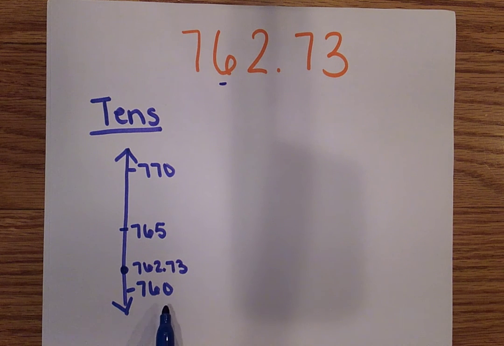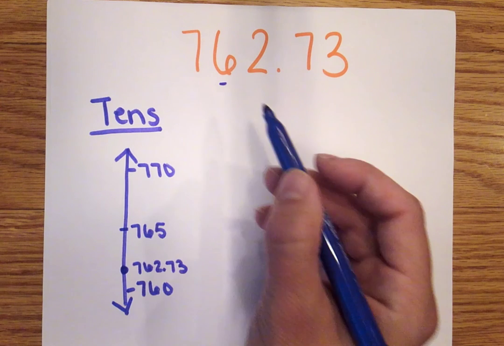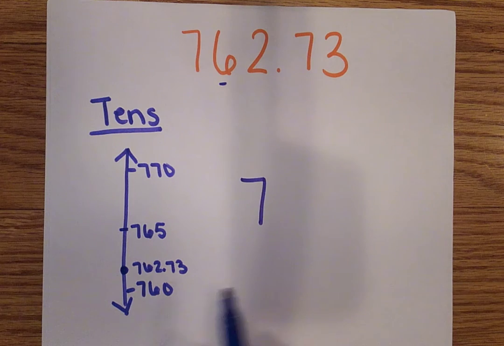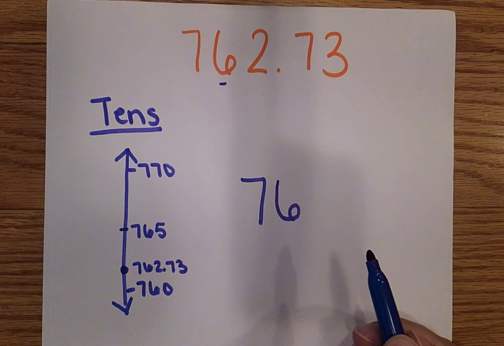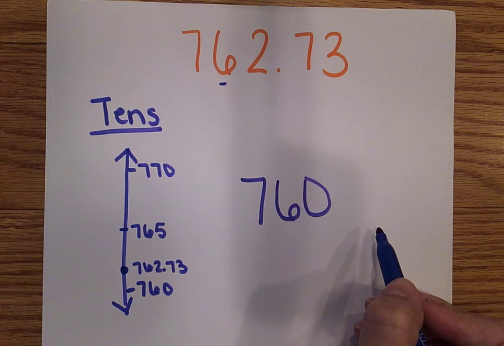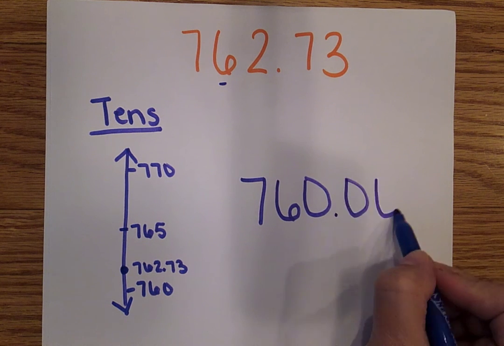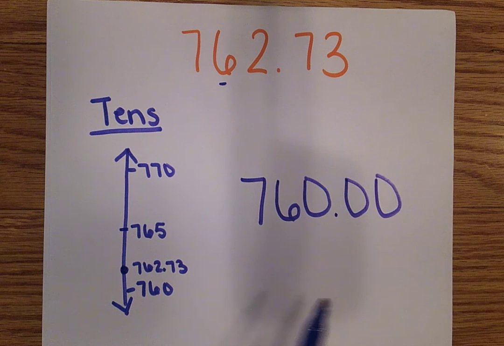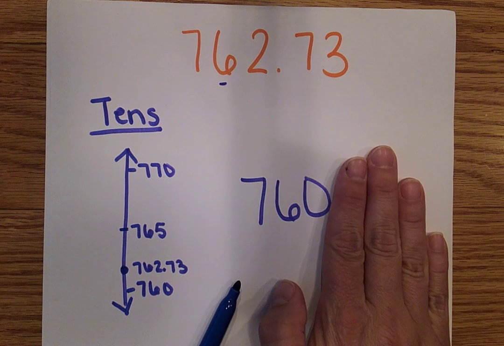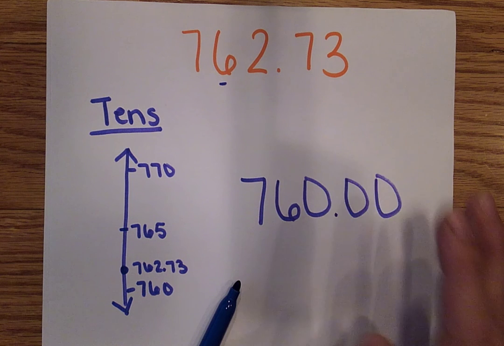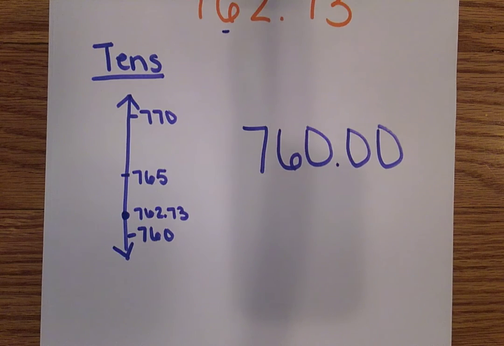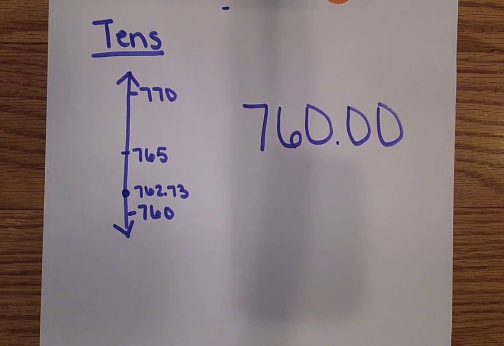So when I round that to the tens, the digit in front of the 6 stays the same. The 6 is going to stay the same because it's closer to 760. And everything behind it is going to become a 0. So what that means is I really don't need my decimal places, but I could put them. So 762 and 73 hundredths rounded to the nearest 10 is 760. I can also round this number to the nearest 1.